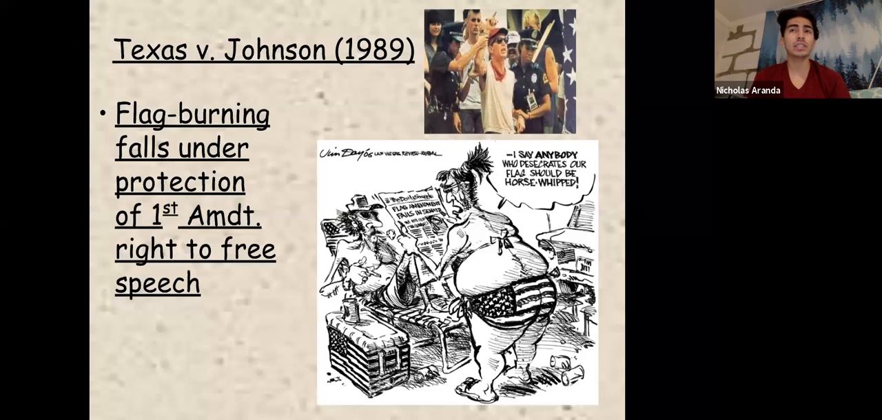Texas versus Johnson also established strong precedent for various kinds of speech tests. Some of them we refer to as the raindrop test. Some of them we refer to as the imminent danger test, and we'll talk more about those in a moment.